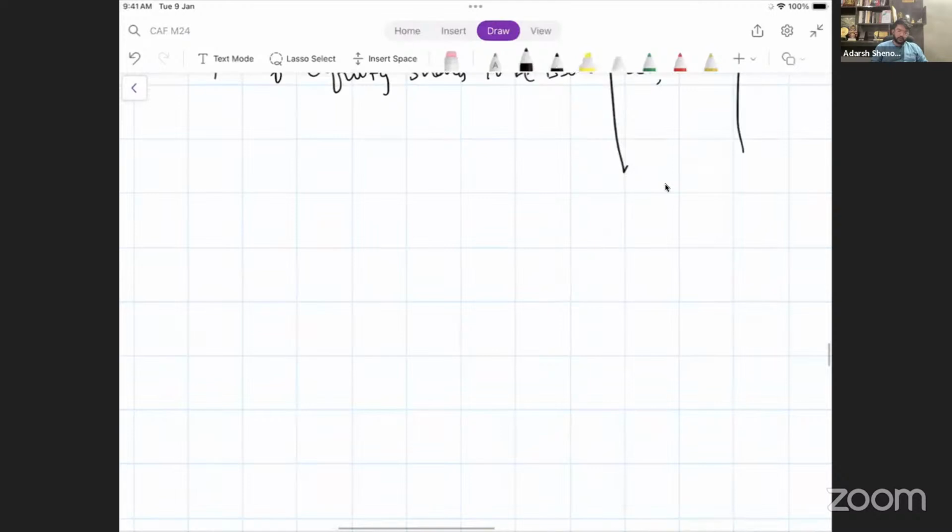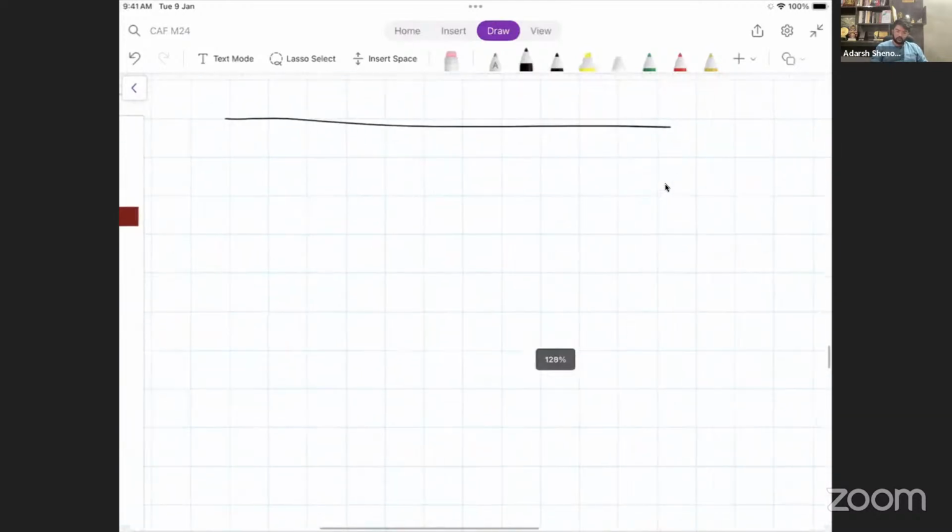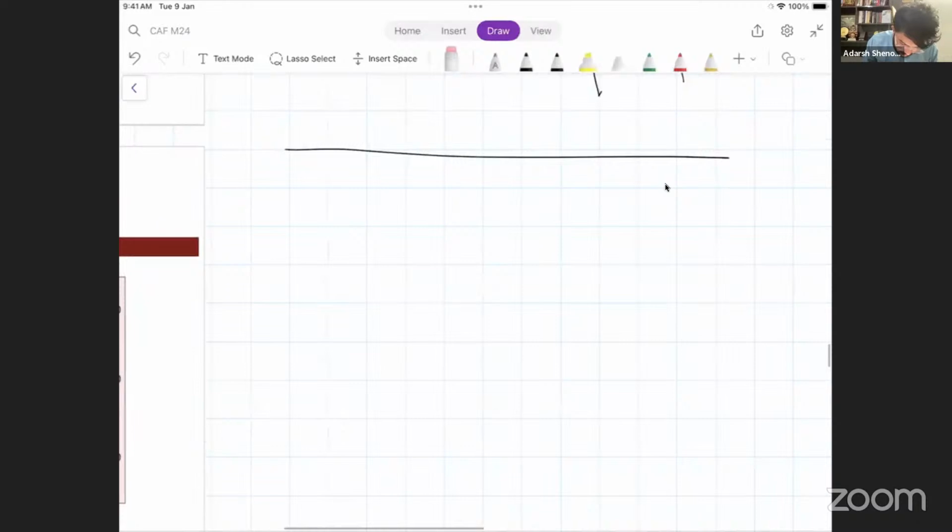Now journal entry format. Draw the format for the journal entry, please.